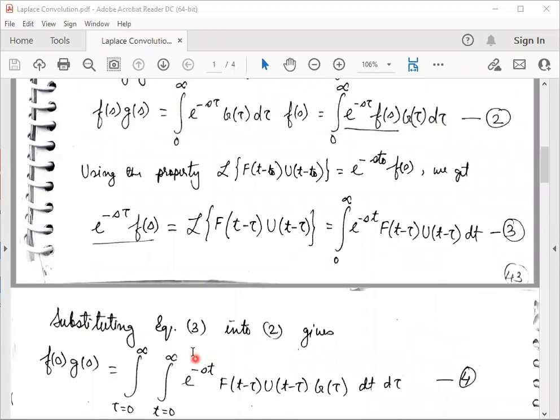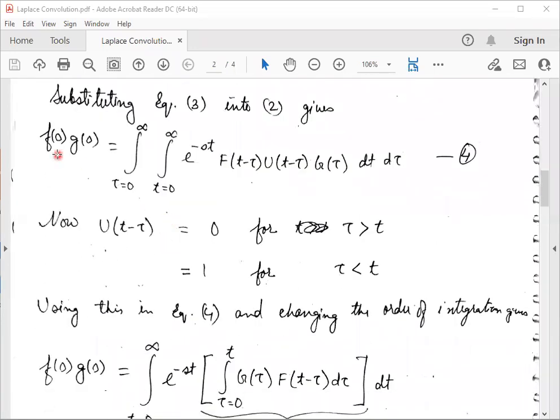Now we substitute this equation. So e to the power minus s tau, this part we substitute from equation number 3, the right hand side of equation number 3. Then we get f of s g of s is equal to this particular integral. Okay, so we have brought this part here, dt.